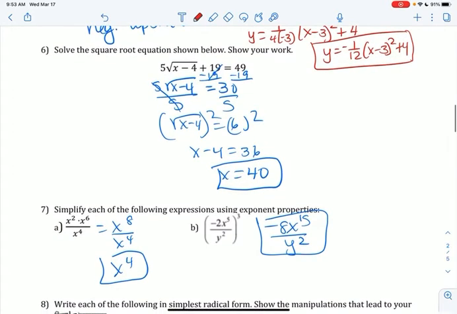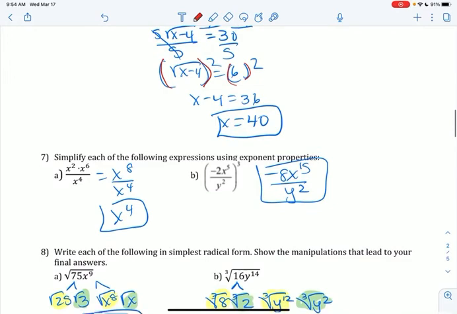6, I'm solving the square root equation. So remember, I have to isolate that radical. I'm subtracting 19 from both sides, and I get 30. I got to get rid of that 5, so I divide by 5. Once you isolate the radical, then you're going to square both sides. Now the squaring and the radical cancel out, and I'm left with x minus 4 on the left. On the right, I have 6 squared, which is 36, and I add 4, and I get x equals 40.